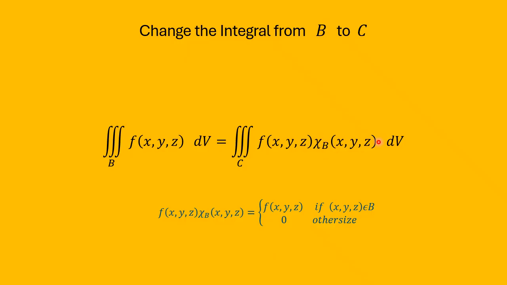Chi sub B of x, y, z is either 0 or 1, depending on whether this point x, y, z is in the ball or not. So f of x, y, z times that characteristic function at x, y, z is just going to be f times 1, which is just f itself, if x, y, z is in B. If this point x, y, z is not in B, then we'll have this function times 0, and that will give us an integrand of 0 in that case.